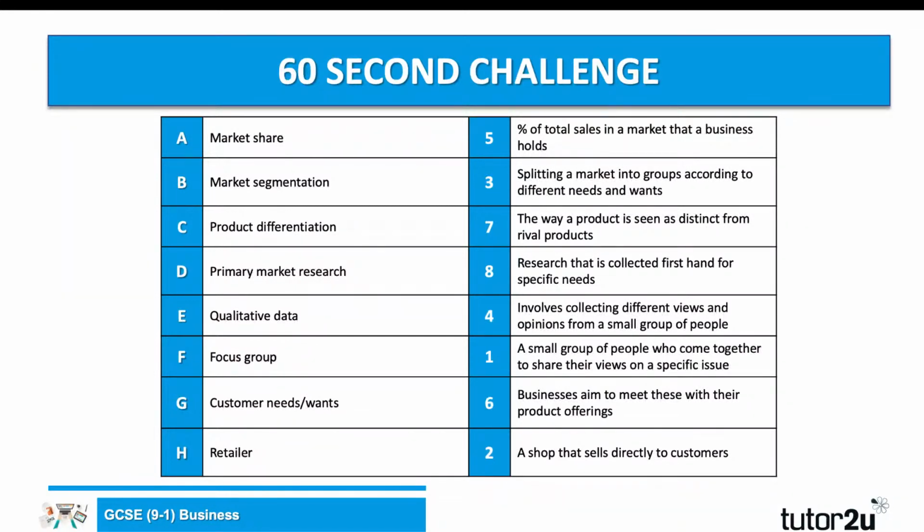Qualitative data is about getting maybe views and opinions. So that is different from quantitative data. Don't get the two mixed up. A focus group is a small group of people who come together to share their views on a specific issue. Customer needs and wants, businesses aim to meet these with their product offerings. And a retailer, a method of distribution, is a shop that sells directly to customers.